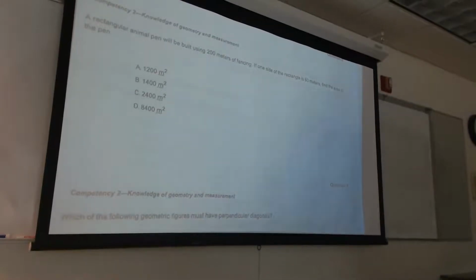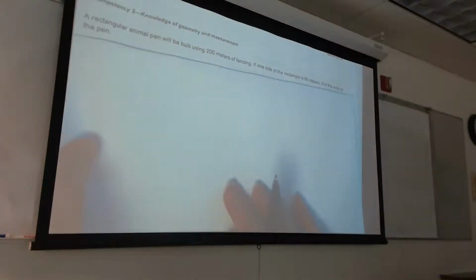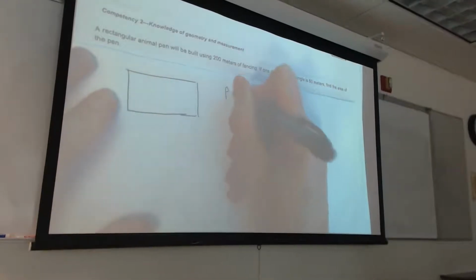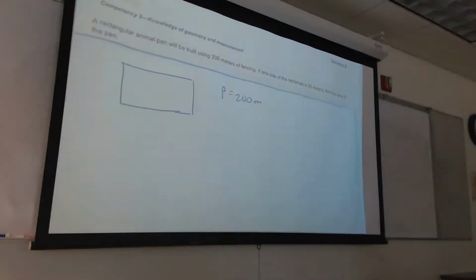Number 8. Look at all these drawings. What do you think I'm going to do? If I read a rectangular animal pen, what do you think the first thing I'm going to do is? Draw it. I'm going to draw a rectangle. So I've got a rectangular animal pen that will be built using 200 meters of fencing. What does that represent? That's the perimeter. So I've got a rectangle, and I know that the perimeter is 200 meters. Keep my units. If one side of the rectangle is 60 meters, find the area of the pen.